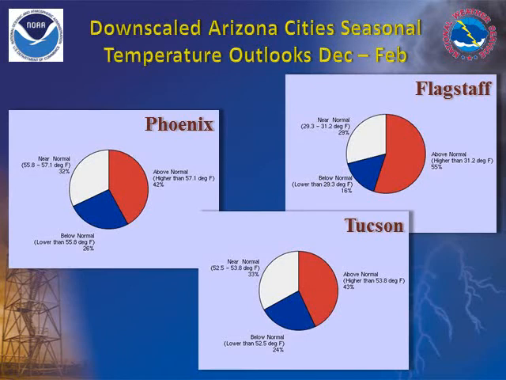Breaking down the temperature forecast even further, we can look at the probabilities that the average temperature will fall into an above, below, or near normal category for the cities of Flagstaff, Phoenix, and Tucson. As we can see from these charts, Flagstaff has the highest probability that temperatures will be above normal this winter, about 55% chance, though there's a better than 40% chance even in Phoenix and Tucson. Please note, even though the chances of above normal are the greatest, there's still about a 25% chance that Phoenix and Tucson could fall in the below average category.